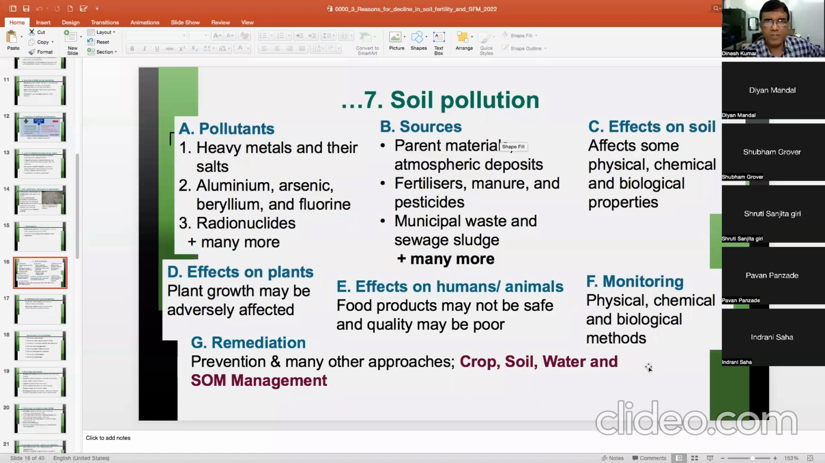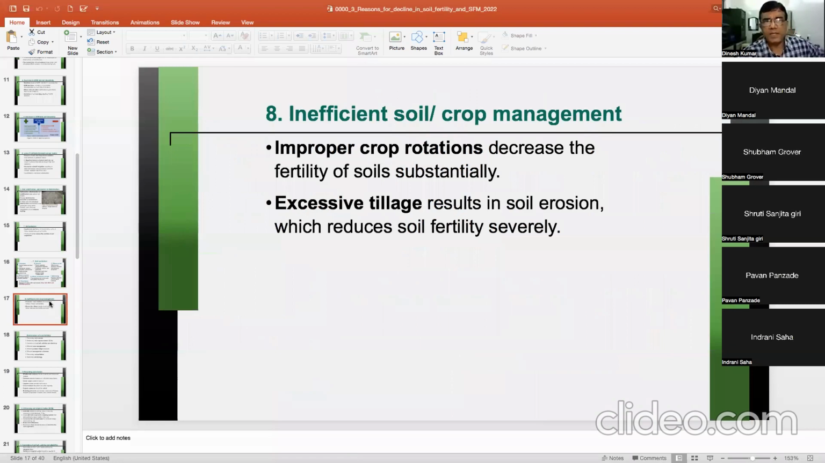Just now you have seen how soil pollution can reduce the fertility or quality of the soil. Now we see inefficient soil or crop management. If management of soil is not good, we will lose fertility. Or if crop management practices are not up to the mark, we can lose fertility. Improper crop rotation, meaning you are not following crop rotations, is going to decrease your fertility.